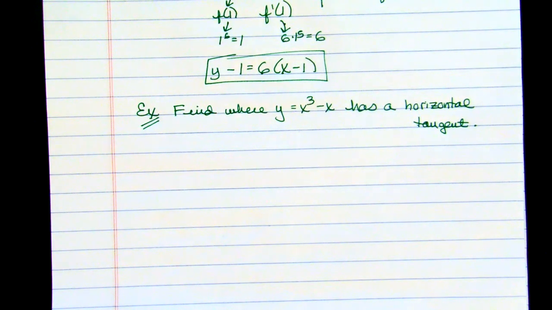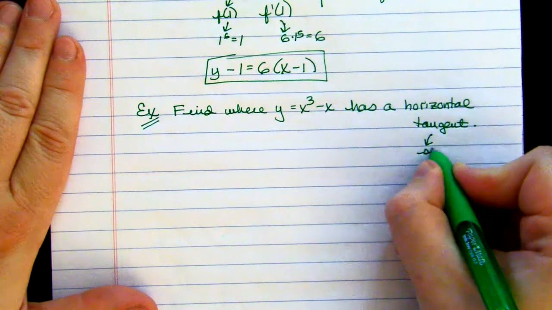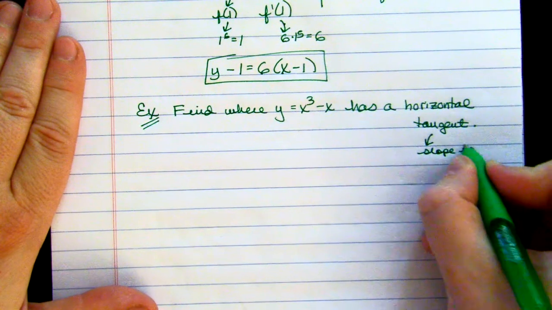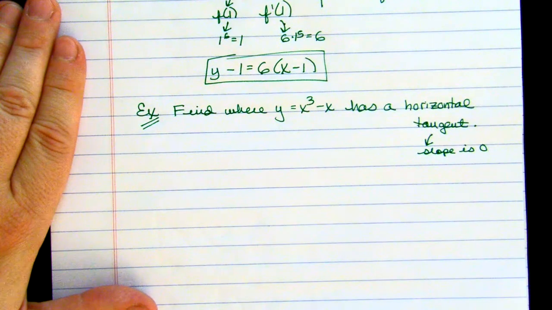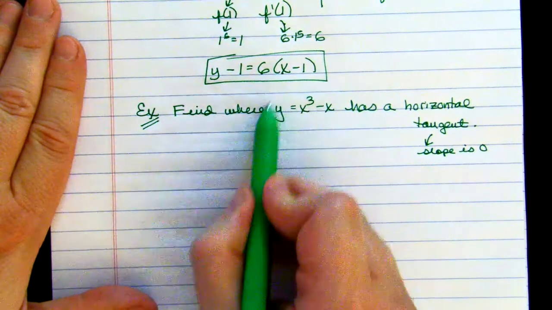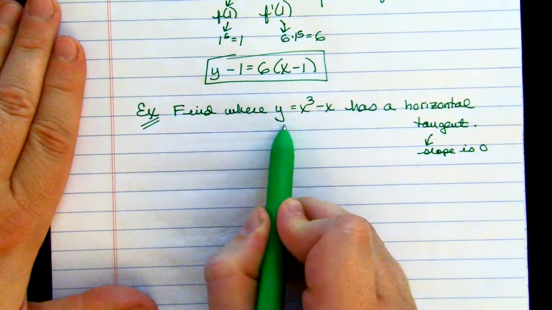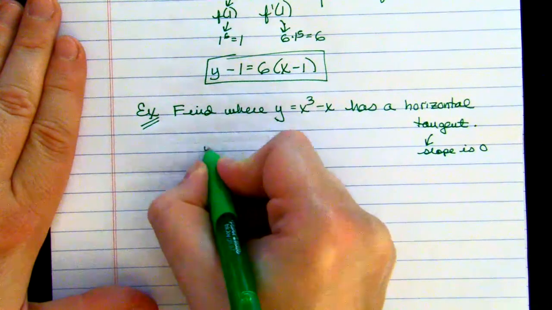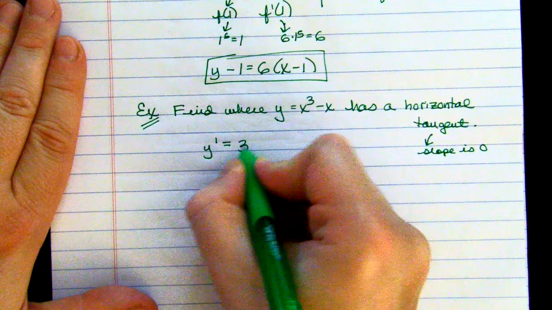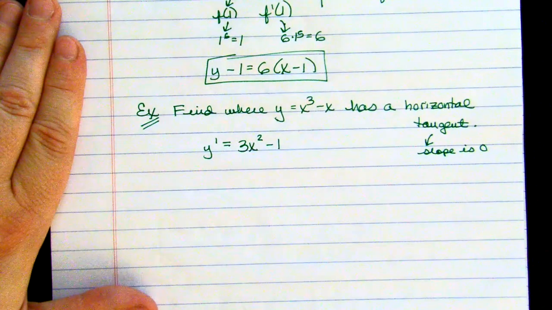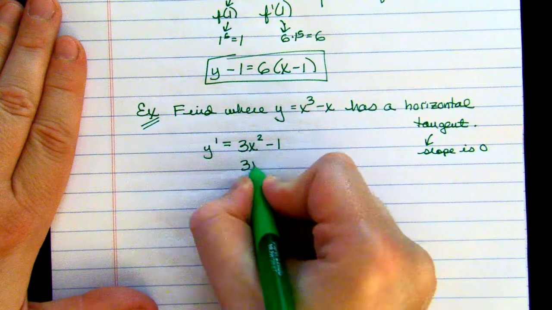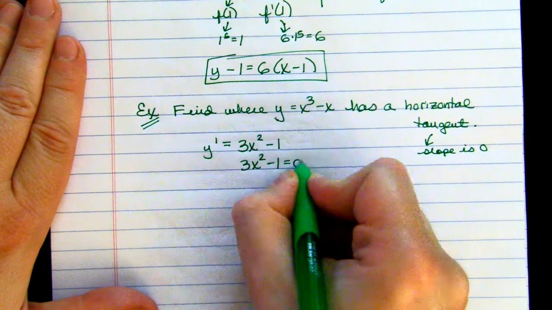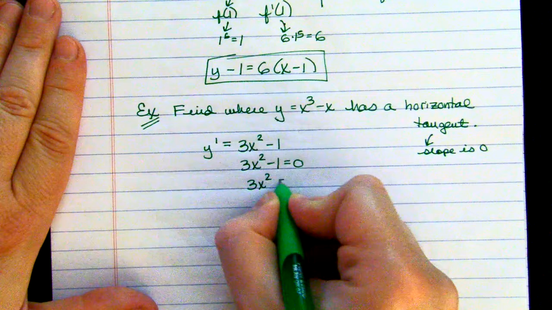Well, if a tangent line is horizontal, that means the slope, or the derivative, has to be what? 0. Slope is 0. Well, okay, so I need to find the slope of this, which means the derivative of this thing, and then set it equal to 0. If we go to do the derivative, we're going to get y prime equals 3x squared minus 1. I'm going to set that derivative equal to 0. And I'm going to solve 3x squared equals 1.